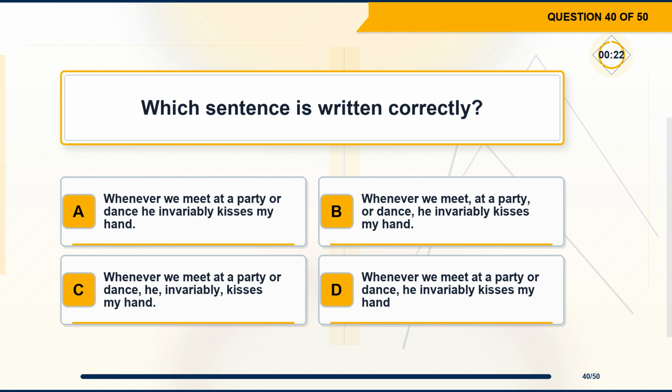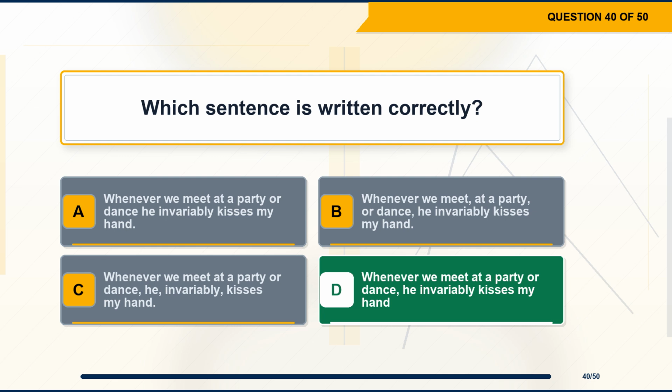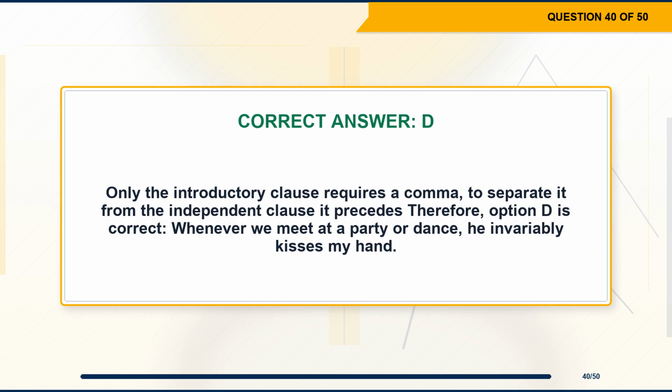Question 40. Which sentence is written correctly? Option A, whenever we meet at a party or dance he invariably kisses my hand. Option B, whenever we meet at a party or dance, he invariably kisses my hand. Option C, whenever we meet at a party or dance, he invariably kisses my hand. Option D, whenever we meet at a party or dance, he invariably kisses my hand. The correct answer is option D. Explanation. Only the introductory clause requires a comma, to separate it from the independent clause it precedes. Therefore, option D is correct.